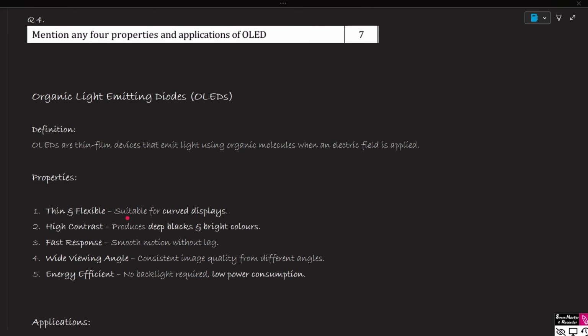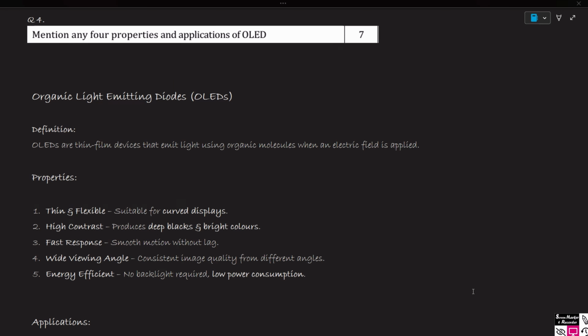These are thin and flexible, suitable for curved displays. All the curved displays you are seeing in monitors, in watches, and now recently in mobile phones are built using OLED. High contrast produces deep black and bright colors. Fast response, smooth motion without lag. Wide viewing angle, constant image quality from different angles, even if we view it from 180 degrees. Energy efficient, no backlight. Since no backlight is required, the consumption of power is very low.